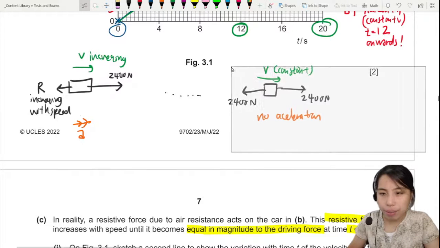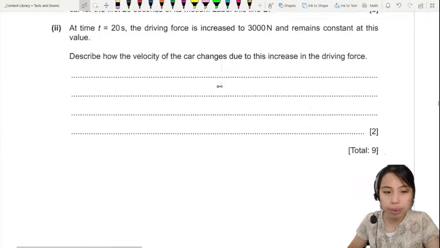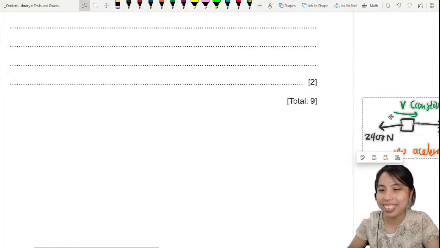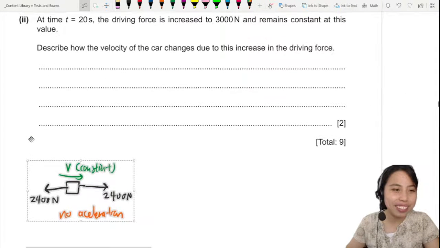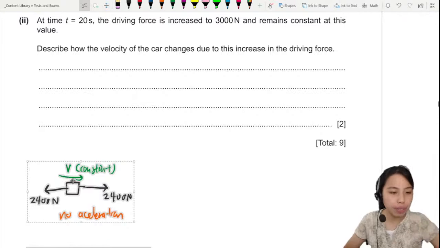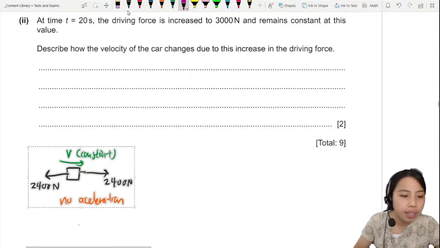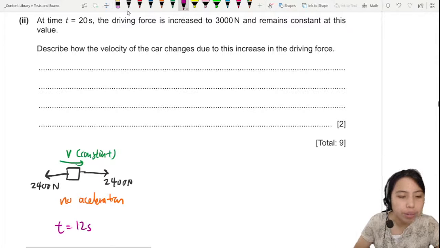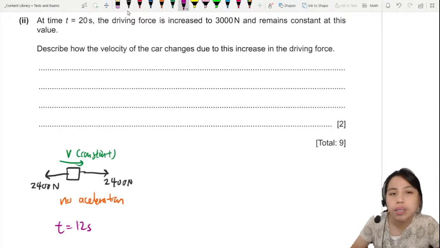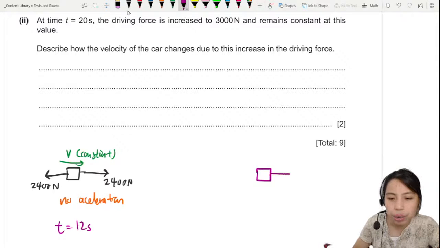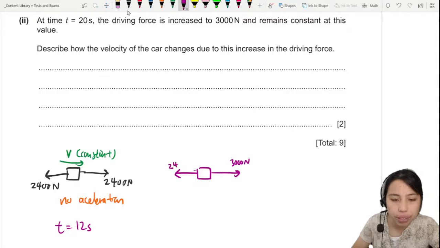I'm going to copy and paste this, since I'm lazy to redraw. So, here's a story. This was at 12 seconds. Let me label that T12. At T20, our driver decides to make things a little interesting. So here, we've got 3000 newton. I think I need more space. 3000. And we are still having a 2400 resistive force.